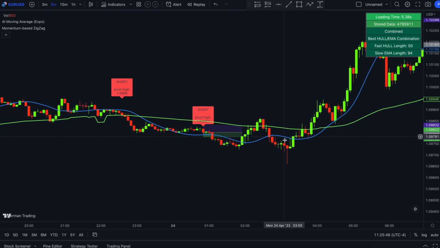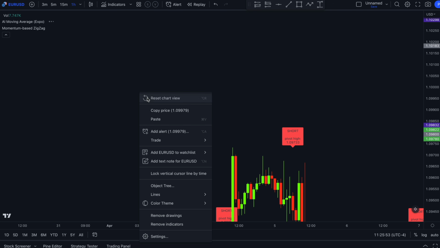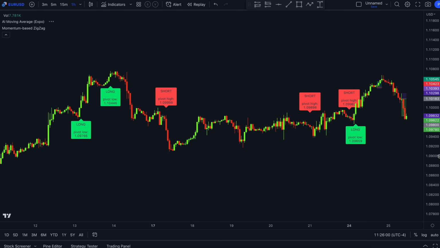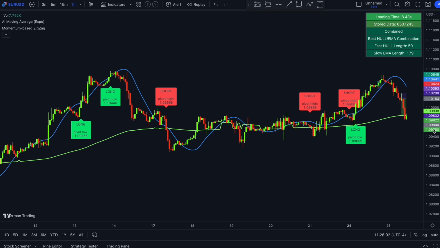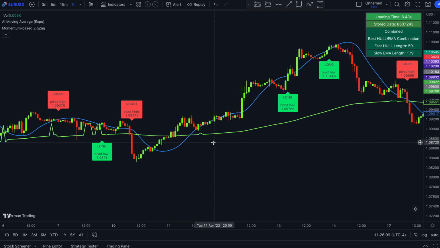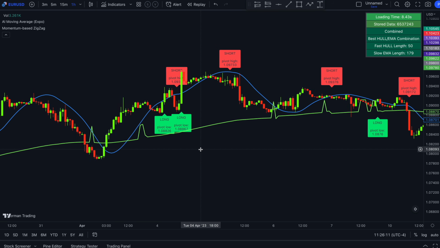The beauty behind this AI moving average is that it will change its length depending on the time frame and market conditions. For example, let's switch the time frame to 1 hour. The indicator has loaded all the data and determined that the best length for the slow EMA based on performance and win rate should be set to 179. We check the signals and see that they're indeed very accurate.